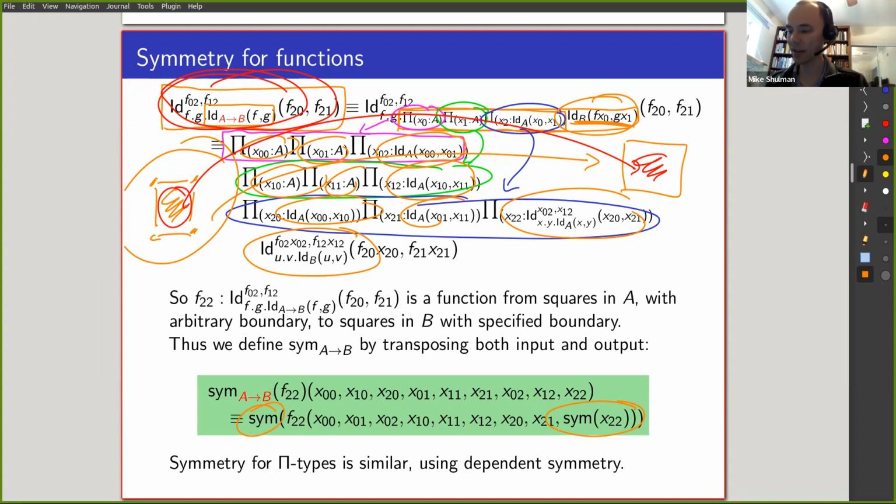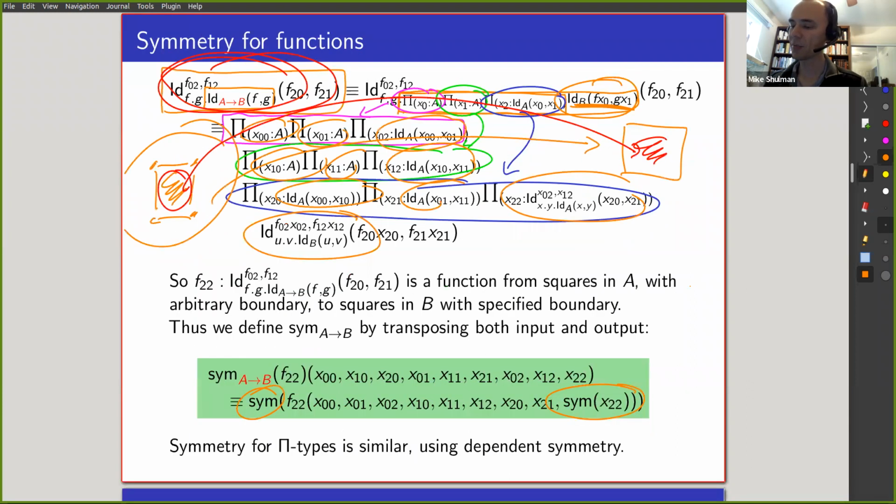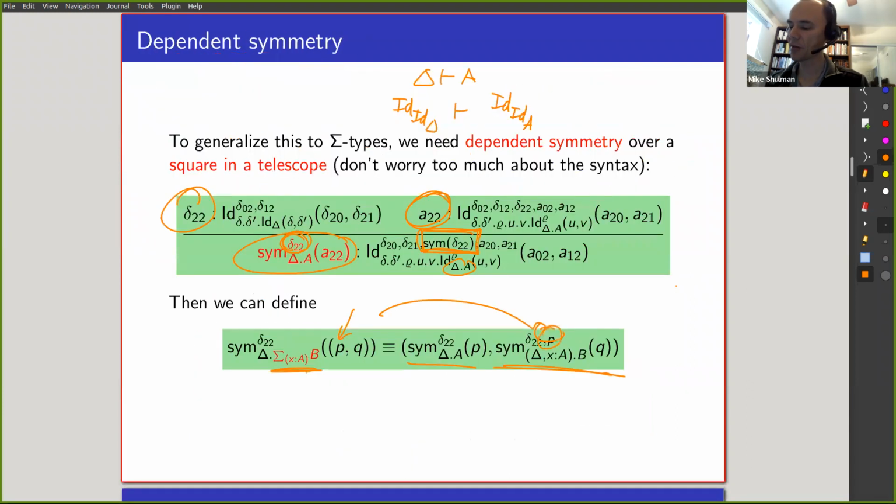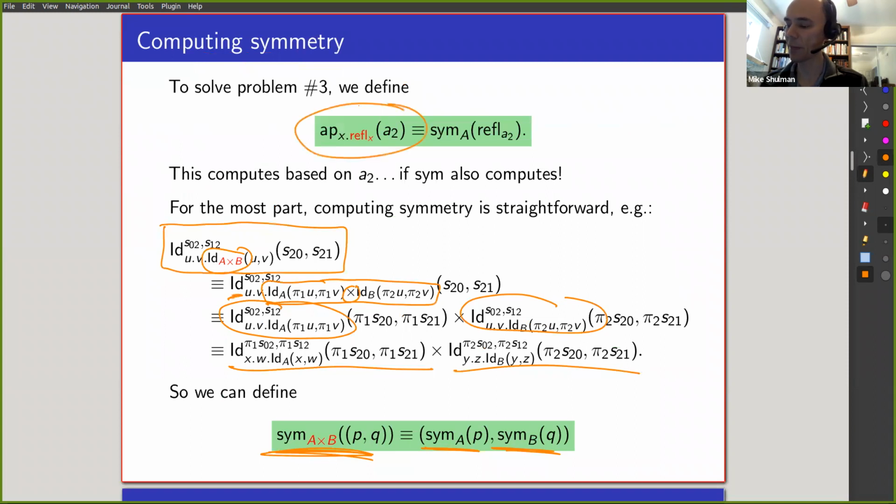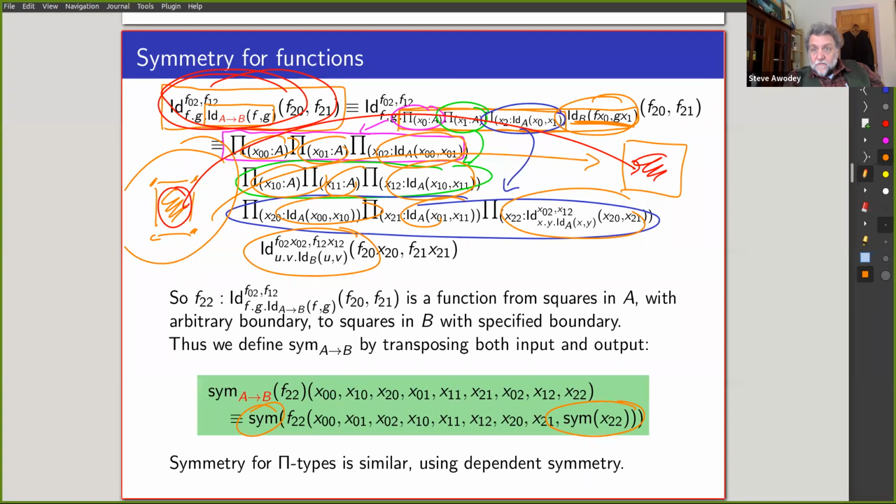Again, don't worry too much about the details, but you can do pi types and dependent symmetries and so on in a similar way. The basic idea is you have symmetries in A and B, and you put them together to get a symmetry for other things like A cross B and so on. So that gives us a way to compute with symmetry, and that solves this problem of being able to compute with AppRefl.